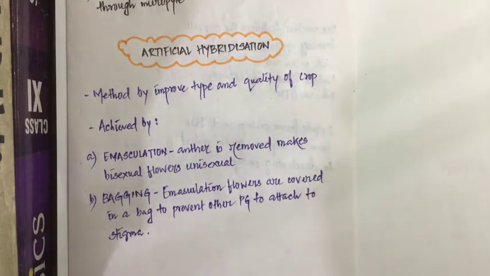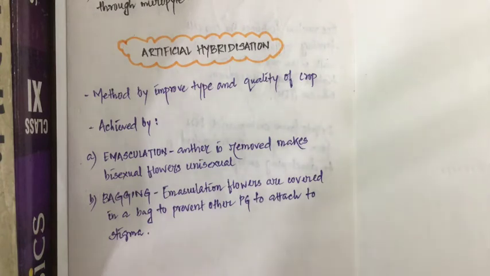Now why is artificial hybridization done? It is basically done to improve the type and quality of the crop. We need a better quality of crop, and we need a better type of crop. If you go to the market to buy rice, you will see there are different qualities of rice. How were all those different qualities of rice made? They are made by the process of artificial hybridization and with the help of genetics. We'll discuss genetics later on in a much broader way, but artificial hybridization is one of the key processes for genetics. So artificial hybridization is done to improve the quality and the type of the crop.